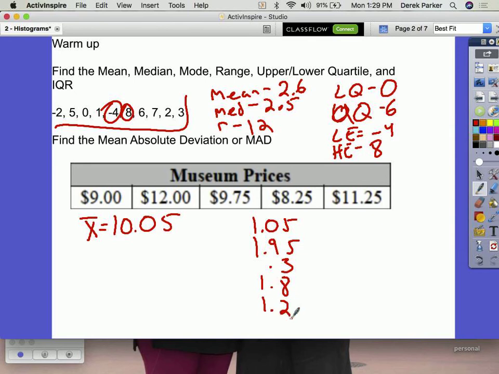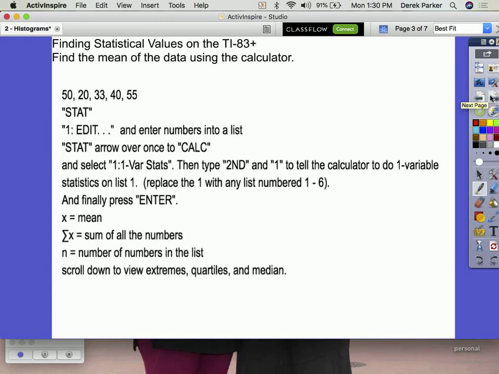And 1.2. Now I'm going to find the mean of that data. I'm going to go back to my stat function and put all this in. 1.05, 1.95, 0.3, 1.8, 1.2. Take the average of that. So my mean absolute deviation is 1.26. And that's a good review over mean, median, mode, box and whiskers, mean absolute deviation. Now, there is a review over how to do all the statistical values on your TI-83. If you need a quick review, hit pause.